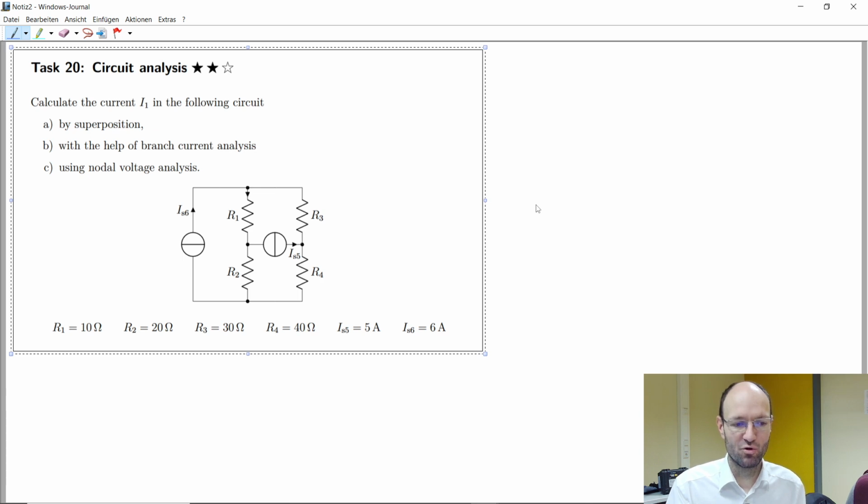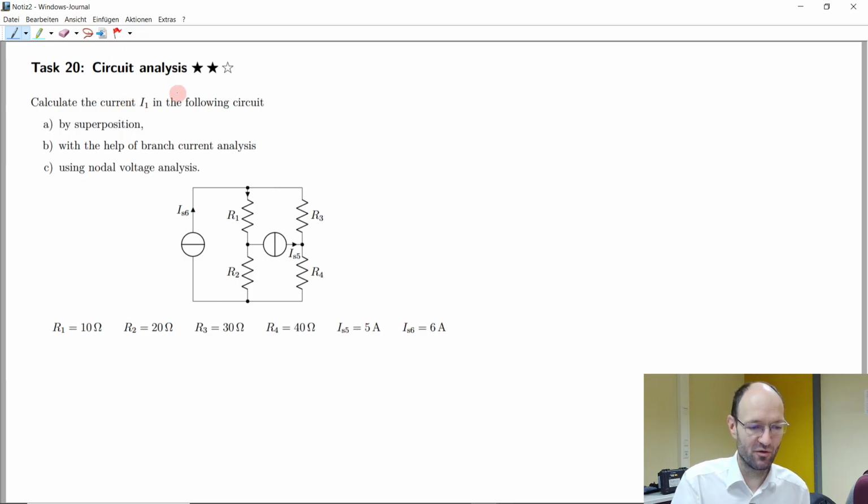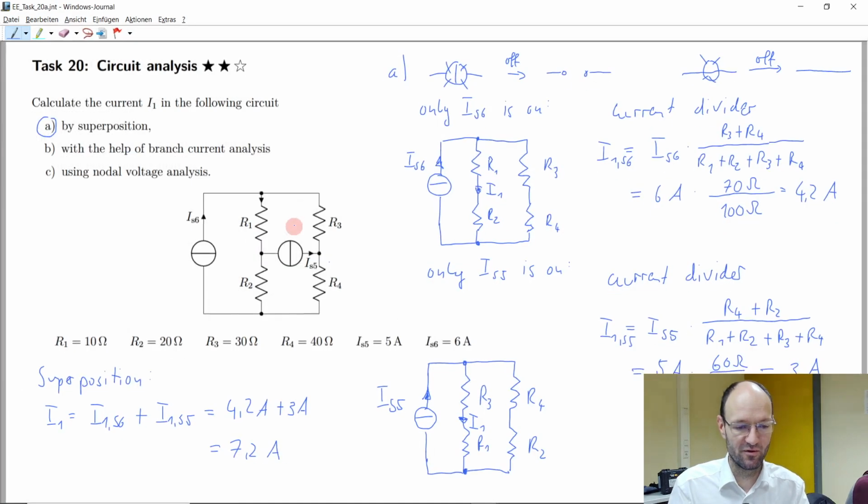Then we can have a second look on this task 20 that we have already solved with superposition. So now I will take a second color, green, for task B. So we should solve this circuit once again with the help of branch current analysis, and we already did it before with superposition, and for superposition we got a result of 7.2 ampere for this current here, and we only calculated this current.